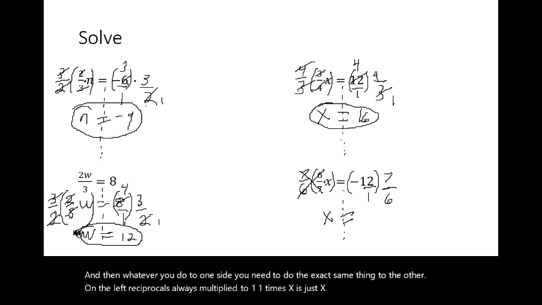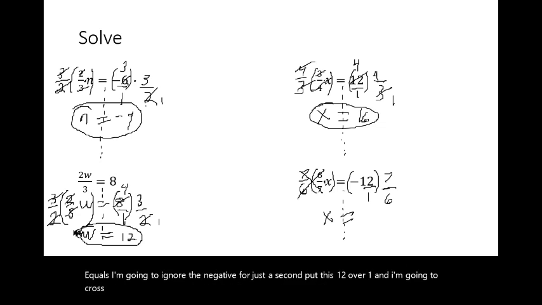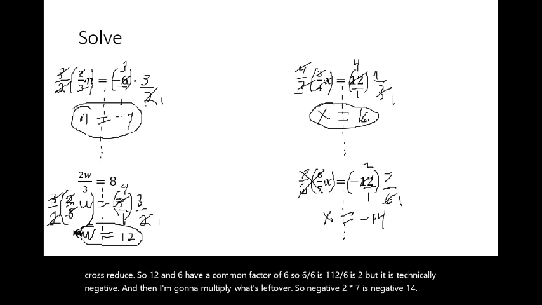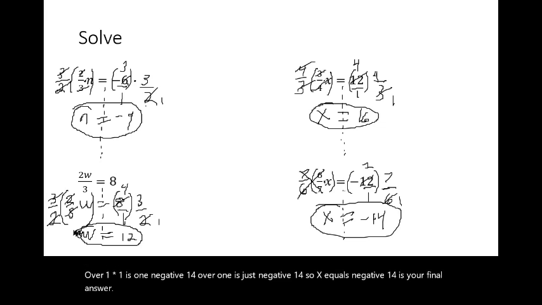Equals, I'm going to ignore the negative for just a second, put this 12 over 1, and I'm going to cross-reduce. So 12 and 6 have a common factor of 6. So 6 divided by 6 is 1. 12 divided by 6 is 2, but it is technically negative. And then I'm going to multiply what's left over. So negative 2 times 7 is negative 14. Over 1 times 1 is 1. Negative 14 over 1 is just negative 14. So x equals negative 14 is your final answer.